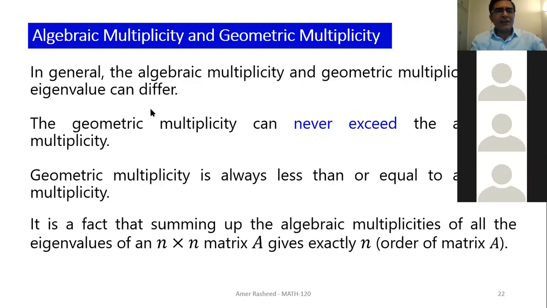Now, geometric multiplicity can never exceed algebraic multiplicity. In the previous example, we saw that lambda 2 is equal to 2, a repeated root. The algebraic multiplicity of lambda 2 is 2, and the geometric multiplicity of lambda 2 is again 2. It cannot be 3. So geometric multiplicity cannot exceed algebraic multiplicity.